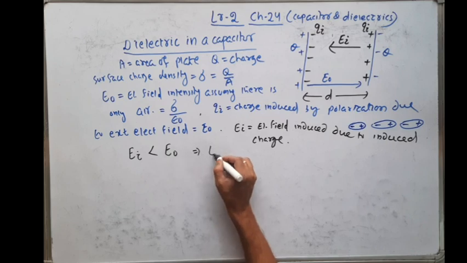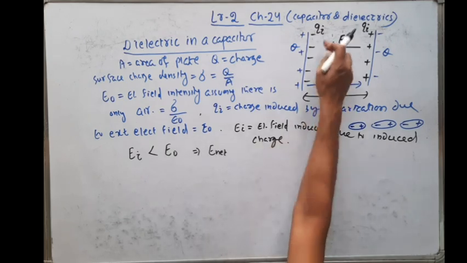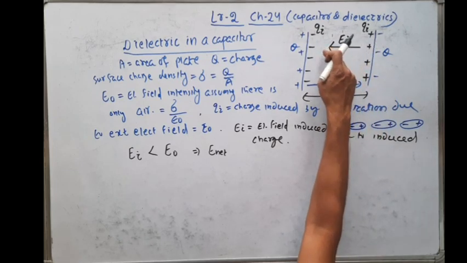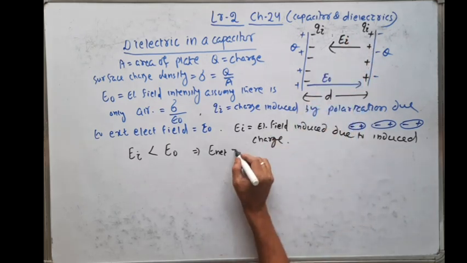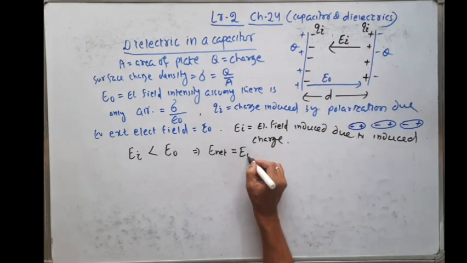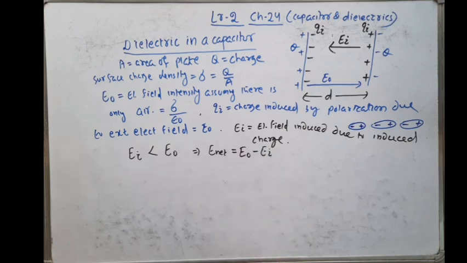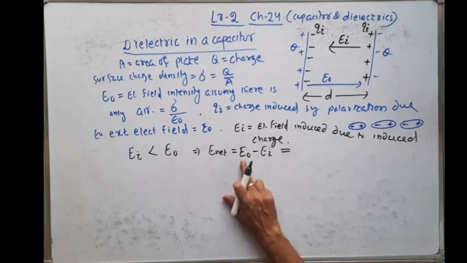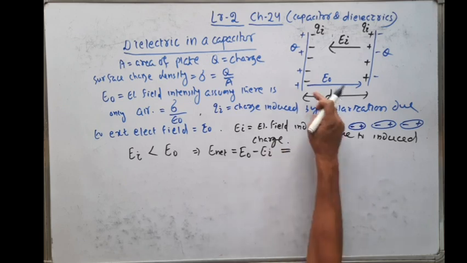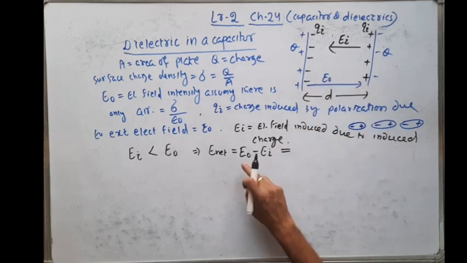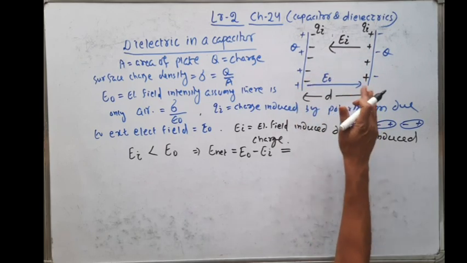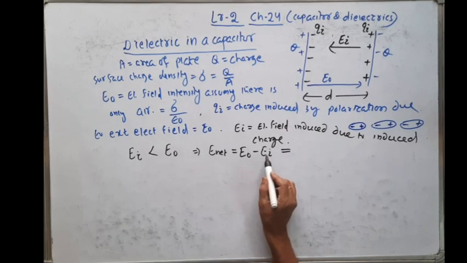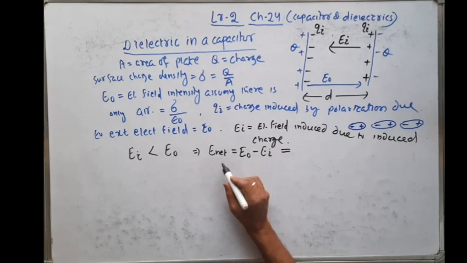So what is the net electric field intensity developed in this dielectric? E naught is towards the right, EI is towards the left, and E naught is greater than EI. So the net electric field intensity is E naught minus EI, and this net electric field intensity is less than E naught. E naught means only due to the external charge. If there is no other medium, then it is E naught. But if there is another medium, there is some induced electric field, so the net electric field intensity is now this.